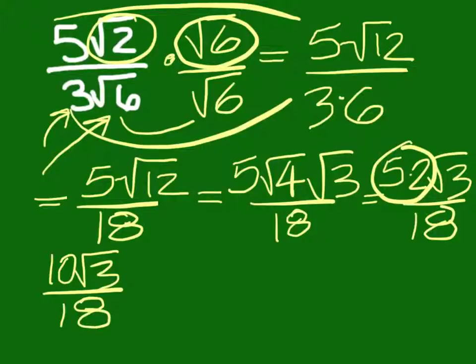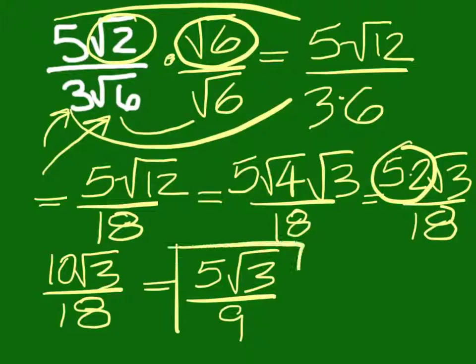What can I do to fix this? Simplify, yes. What number goes into 10 and 18? 2. So if you divide 10 by 2, you'll get 5. And 18 by 2, you'll get 9.